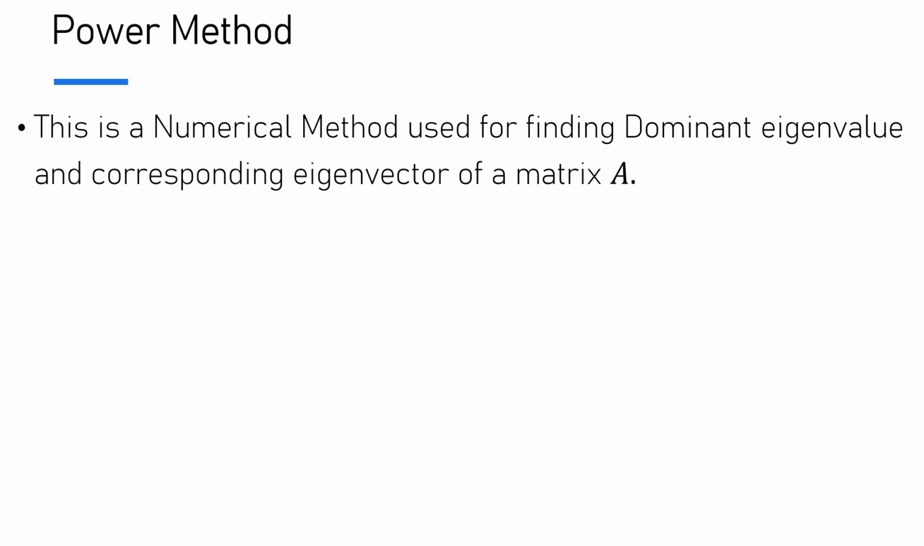As I said earlier, this is a numerical method used for finding the largest eigenvalue and corresponding eigenvector of the given matrix A. We know that if A is a square matrix, we look for a non-zero vector x such that Ax is equal to lambda x. That's the definition of eigenvalue and corresponding eigenvector. The lambda is our eigenvalue, whereas x, which is obviously not equal to 0, is termed the eigenvector.